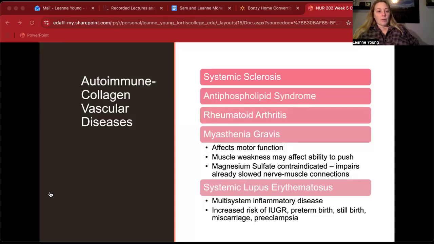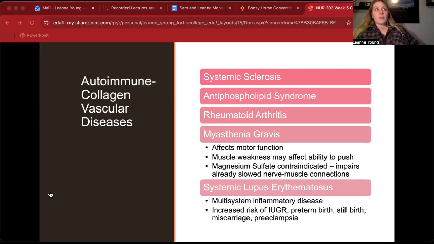So, autoimmune collagen vascular diseases. This kind of goes into systemic sclerosis, antiphospholipid syndrome, rheumatoid arthritis, myasthenia gravis, and then lupus. We're going to talk more about myasthenia gravis and lupus because these are bigger ones that we see and they're more common. So, myasthenia gravis is going to affect your motor function, muscle weakness.